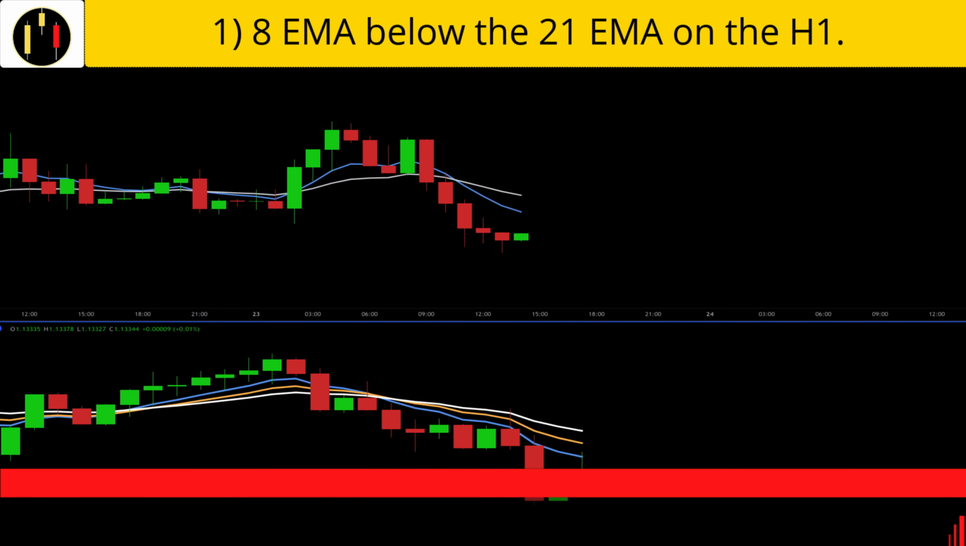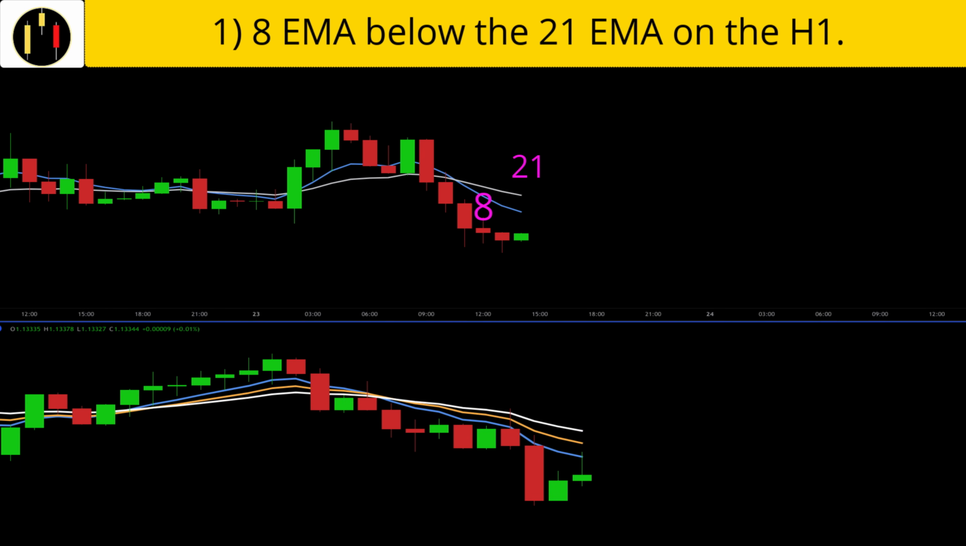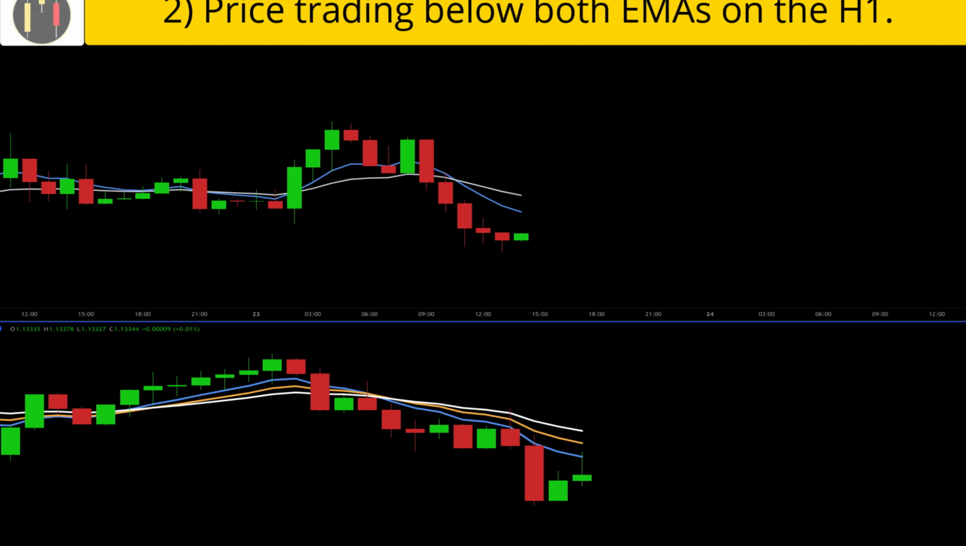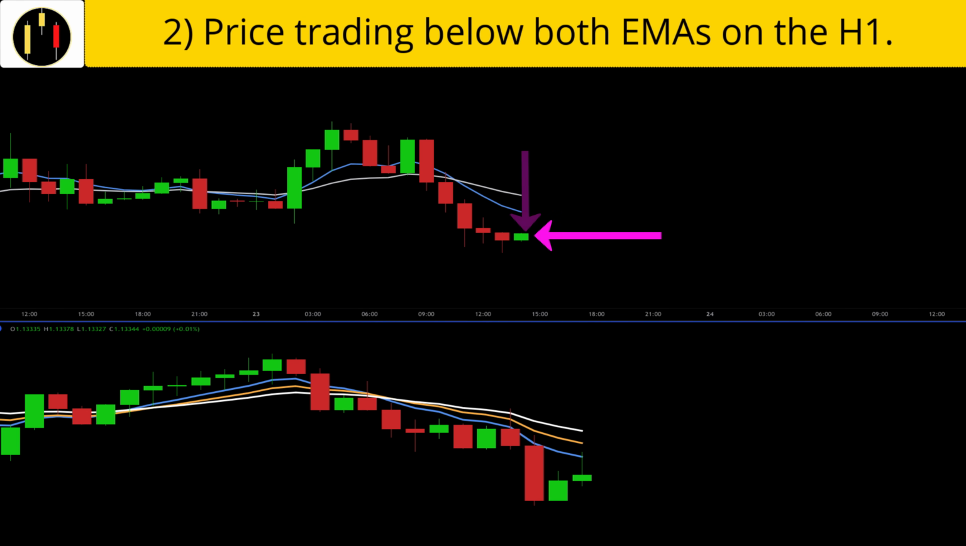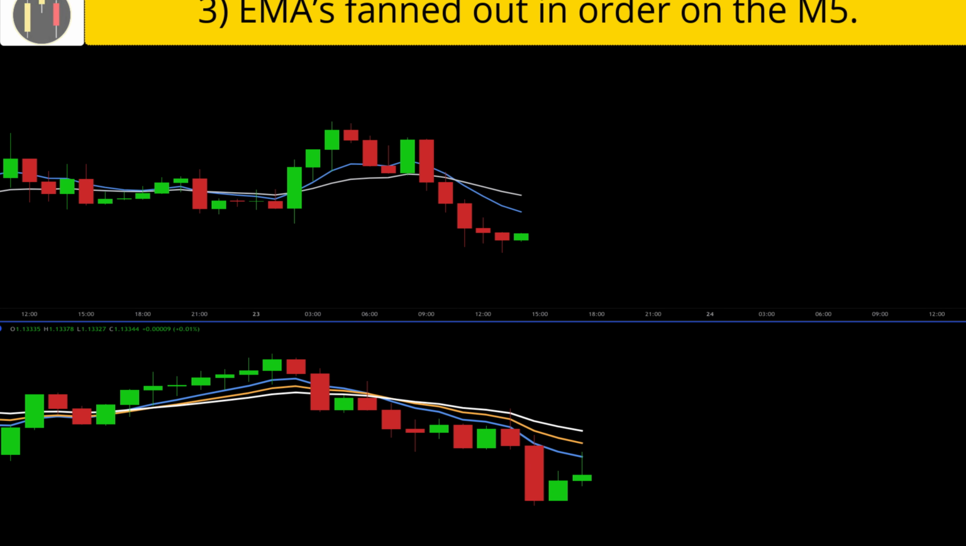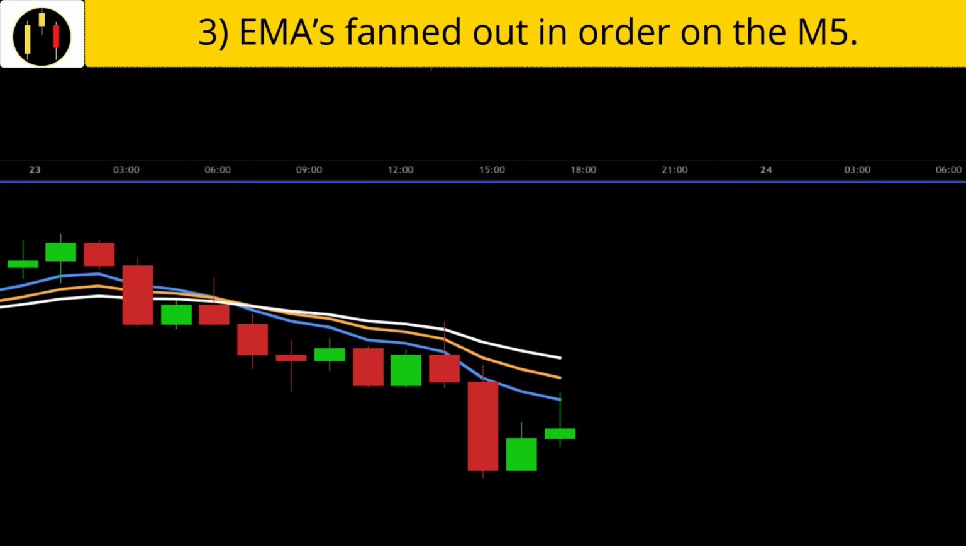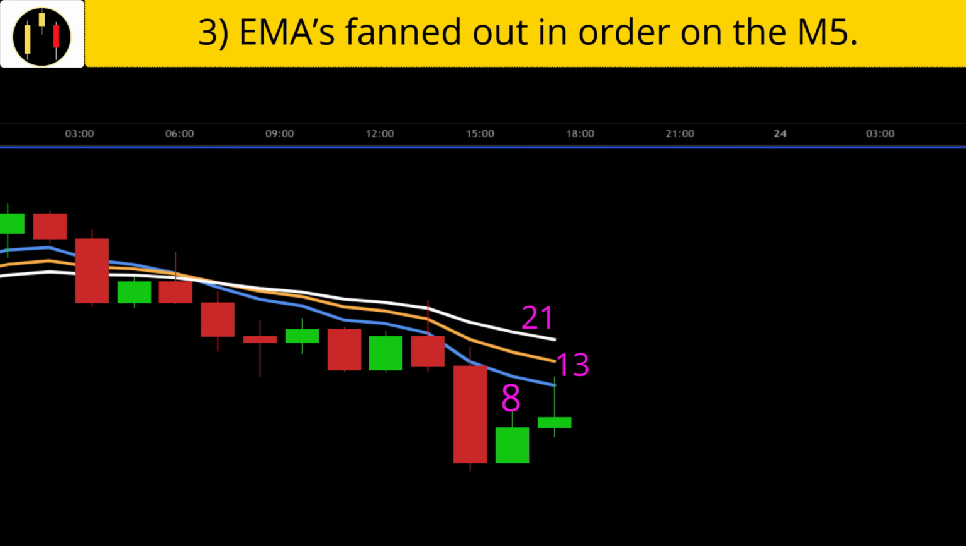First, on the higher time frame chart, the 8 EMA in blue must be under the 21 EMA in white. Second, price on the higher time frame chart is trading below both EMAs. Third, on the 5-minute chart, the 8 EMA must be below the 13 EMA, and the 13 must be below the 21 EMA, all fanned out with space between them.